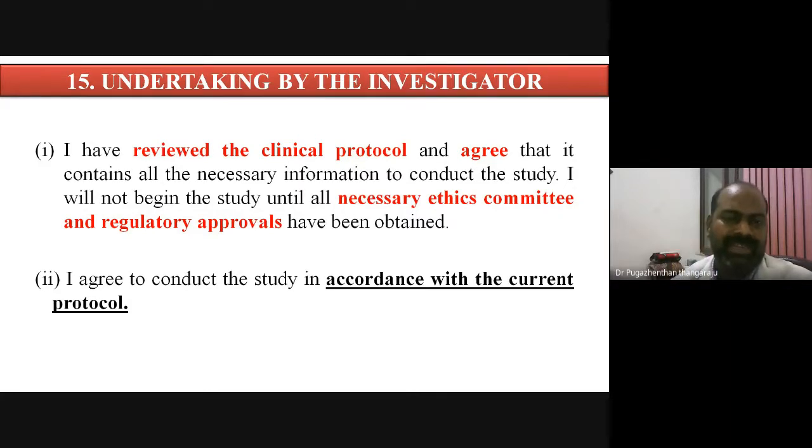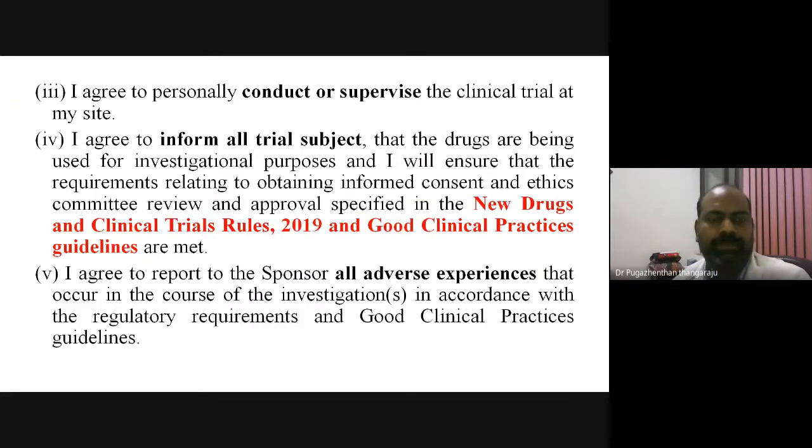What is the second point? I will conduct the study as per the current protocol, which follows Good Clinical Practice or whichever guidelines are local to the place where the study is being conducted. So this is very, very important. Number 3, I will personally conduct or supervise the clinical trial at my site. This is very important because people accept, but then they do not go to the site. The co-investigator or other people from the team might be doing it. So we cannot escape.